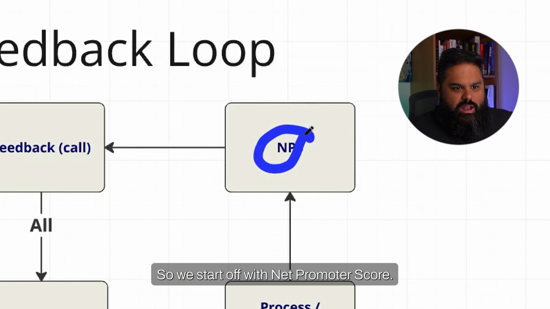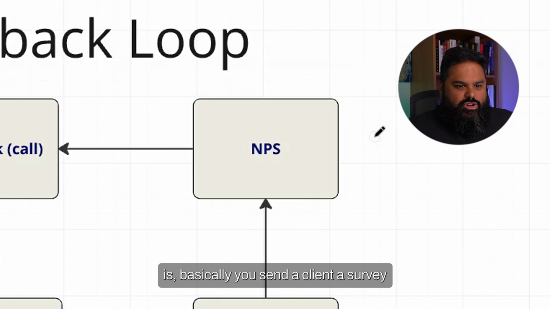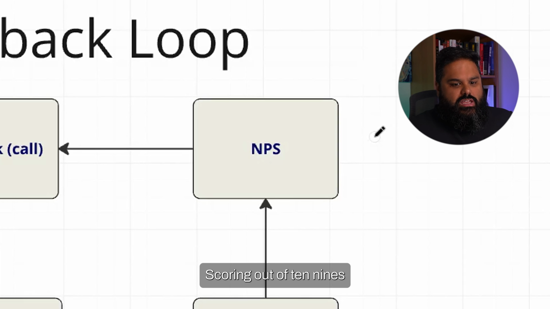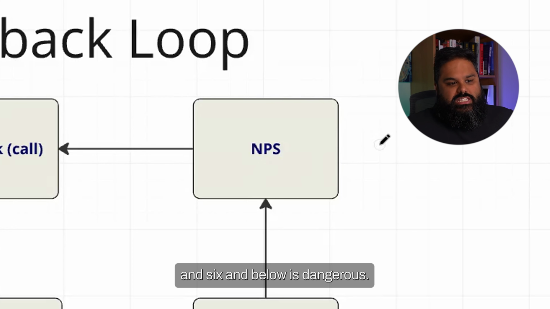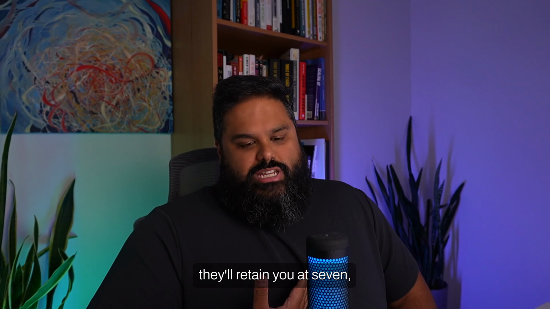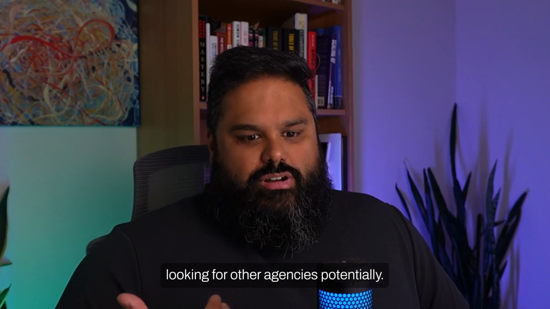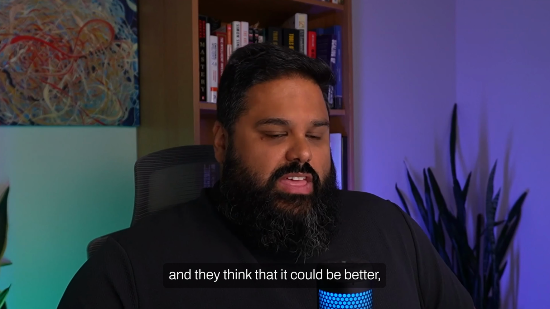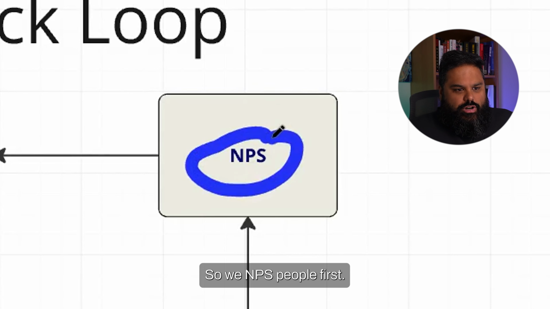So we start off with Net Promoter Score. If you don't know what Net Promoter Score is, basically you send a client a survey asking them how likely they are to refer us, scoring out of 10. 9s and 10s mean awesome, that they're very likely to refer us. 7s and 8s are neutral, and 6 and below is danger. I actually consider 7 and below danger, because at 7, they'll retain you, but if it goes below 7, they're immediately going to start looking for other agencies potentially. And if they have targets to hit and they think that it could be better, 7 kind of puts you in the danger zone. So we NPS people first.